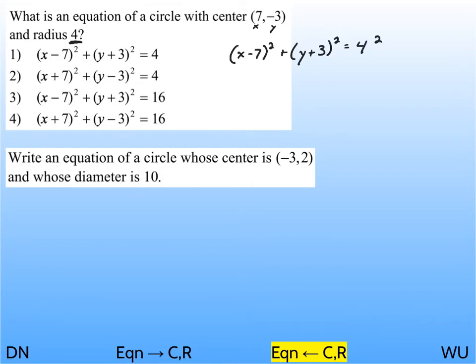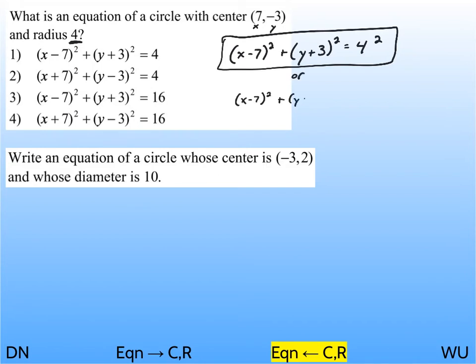Now, this might be an answer choice. This could be something that you see. It's possible and it's totally fine. Or the other way you could see it is with the same stuff in the front, but they may actually square this 4 squared and give you 16 instead. So, with this one, we look through it and we find our answer choices.